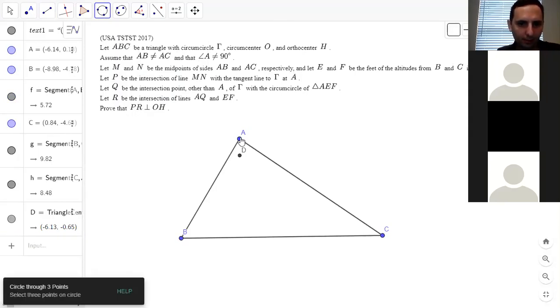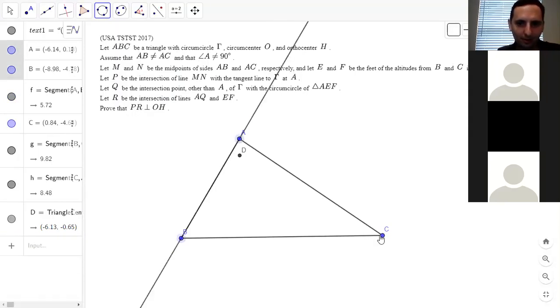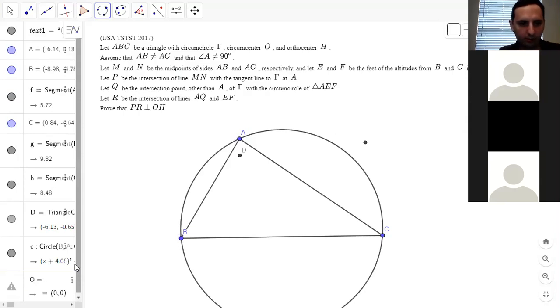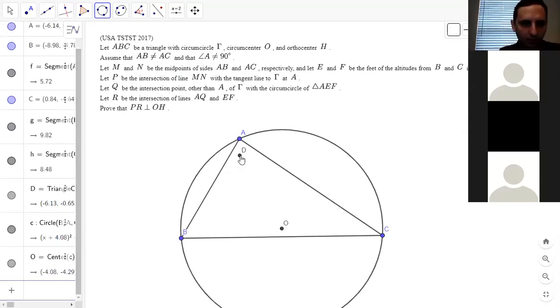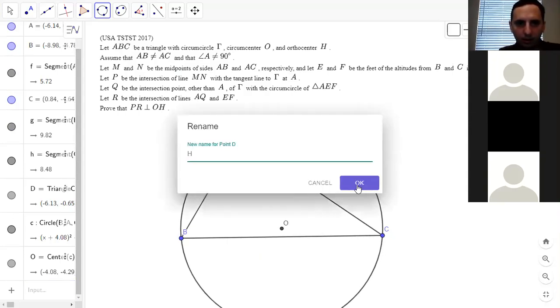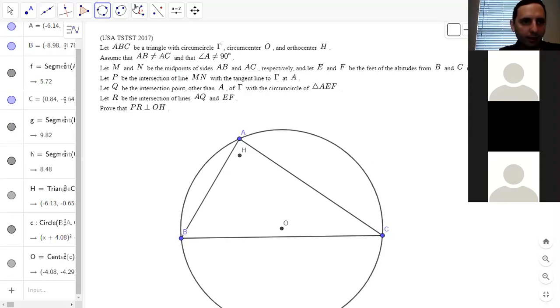I could have probably just typed circle ABC, but... All right, so O is the center of it. Oh, whoops, this should be H. And M and N are the midpoints of AB and AC.